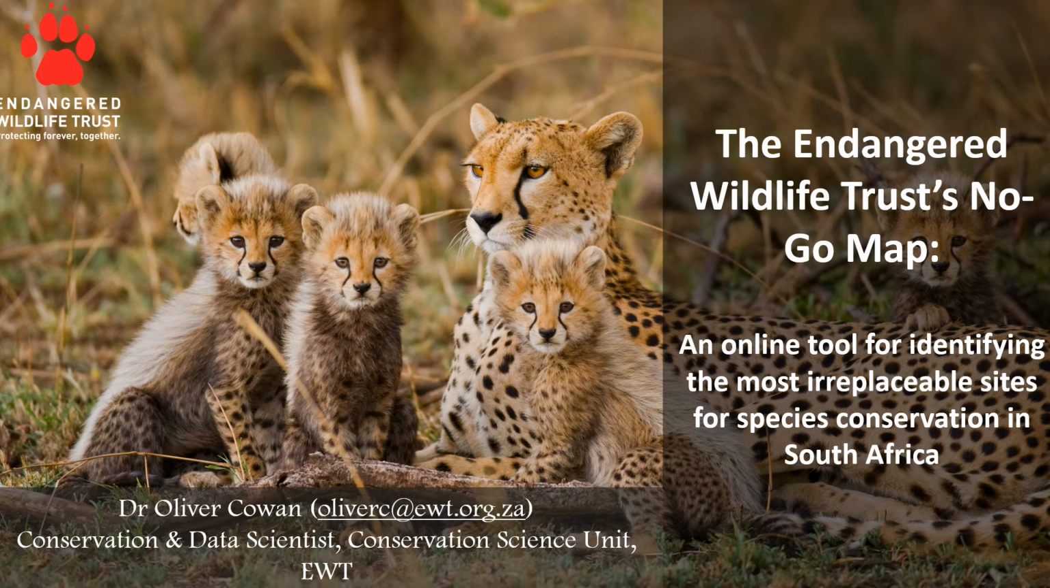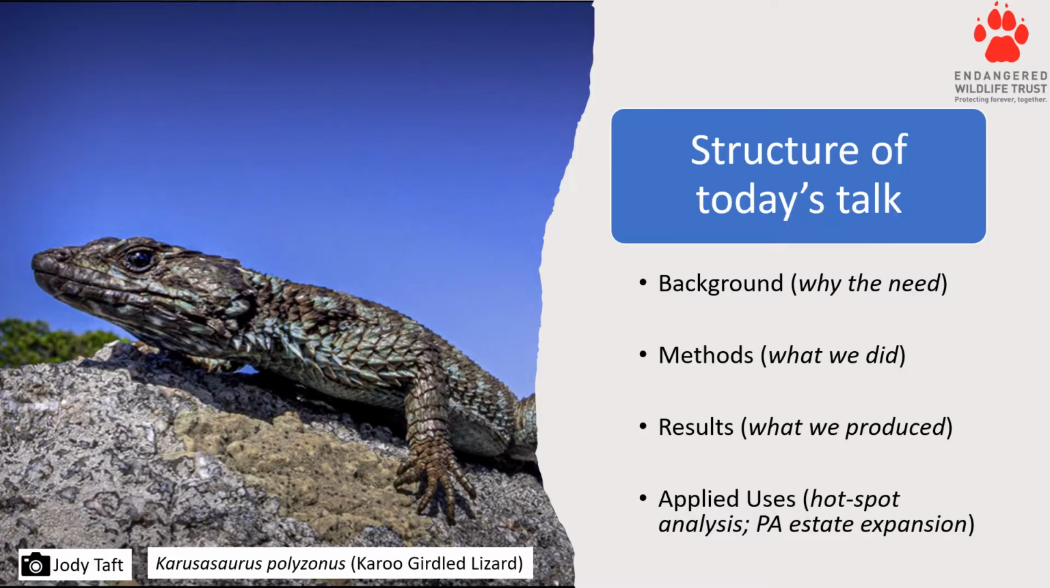I'm Oliver Cowan from the Endangered Wildlife Trust, and today I will be presenting on EWT's No-Go Map, an online tool for identifying the most irreplaceable sites for species conservation in South Africa. I will briefly provide the background to the No-Go Map and why we felt the need to create this tool, before describing exactly how we went about defining no-go areas.